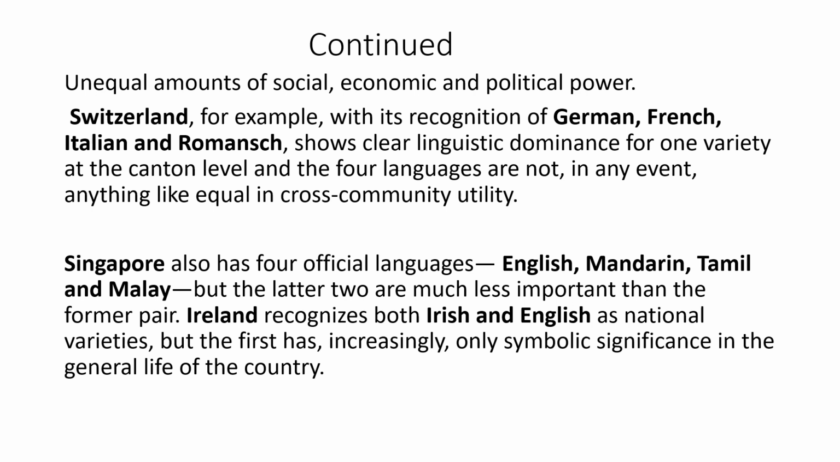Singapore has four official languages: English, Mandarin, Tamil, and Malay. But the latter two are much less important than the former pair. It means English and Mandarin are very famous languages in Singapore, whereas Tamil and Malay are the least spoken languages there. Ireland recognizes both Irish and English as its national varieties, but Irish has increasingly only symbolic significance, just lip service is being done to the Irish language. But as far as the English language is concerned, it's very famous and it's getting increased status as a national variety. English is also being used by the Irish people.